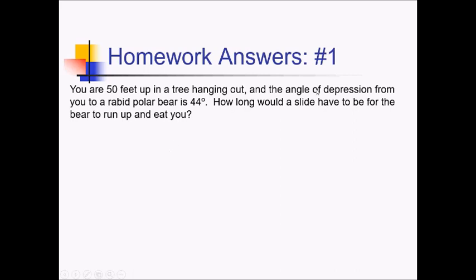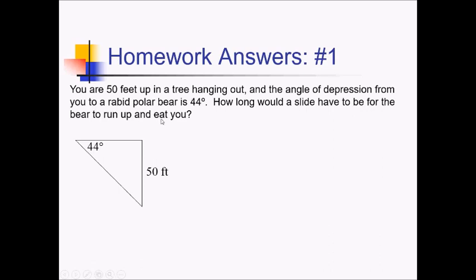Well, angle of depression, we're dealing with an upside down right triangle. Here's you up in the tree, here's the bear down here, and the hypotenuse is the theoretical slide the bear could run up to consume you. So we're 50 feet up in this tree. That's this distance down here from you to the floor. But there's no part of the triangle over there, so we'll use this height of the triangle instead to represent that 50 feet. And then the angle of depression is 44 degrees. That's the angle between the horizontal and the hypotenuse, this angle right here.